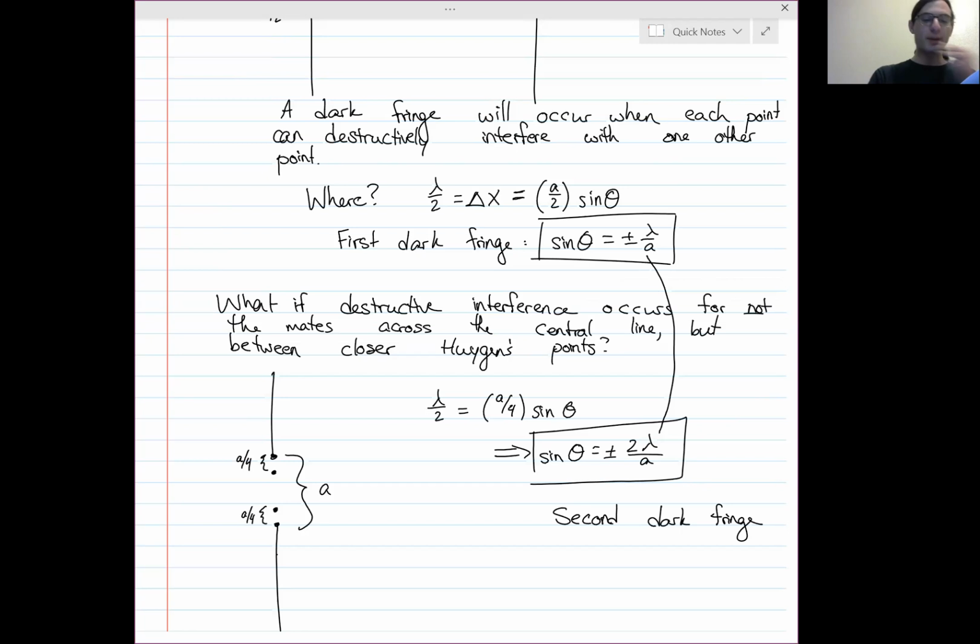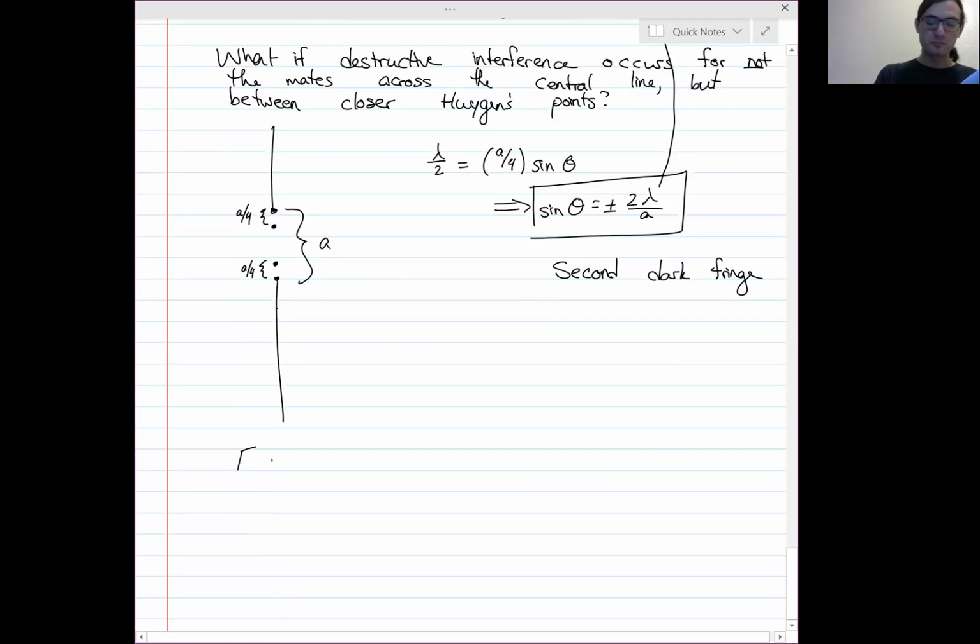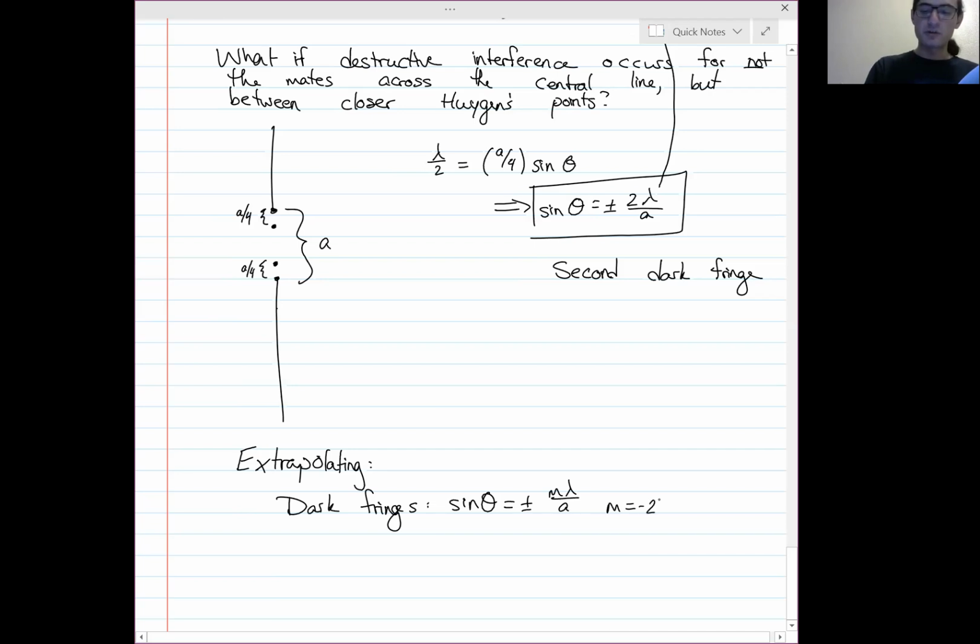So we can extrapolate this pattern, hopefully. And we find that the dark fringes occur when sine of theta is equal to plus or minus m lambda over a, where m is an integer.